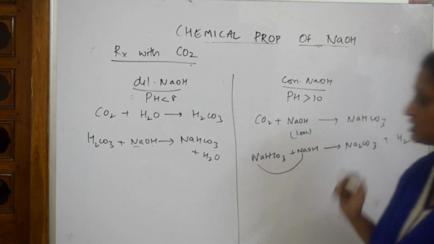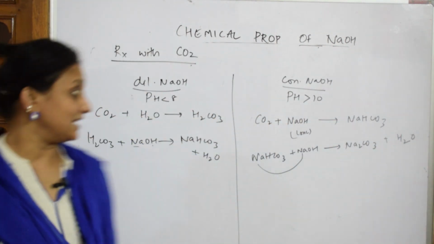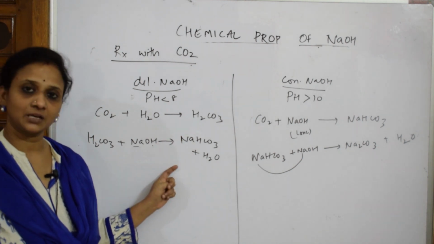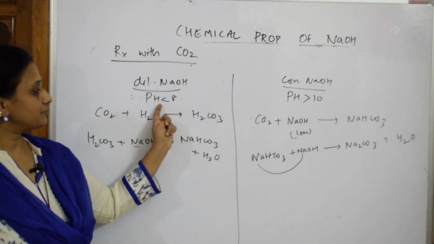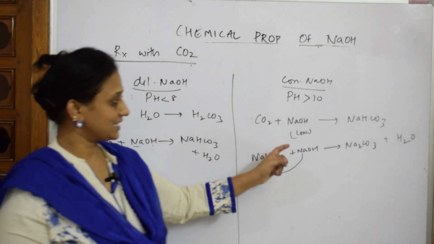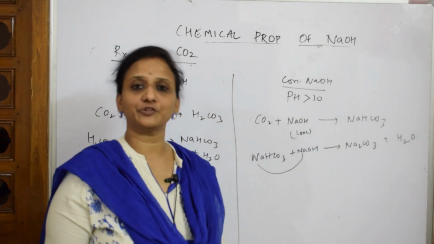So this is where you need to remember the product. If it is the dilute solution, the product formation is two-step. This is also two-step, but in the first case, sodium bicarbonate is formed in the second step. In the second case, sodium bicarbonate is formed in the first step itself.